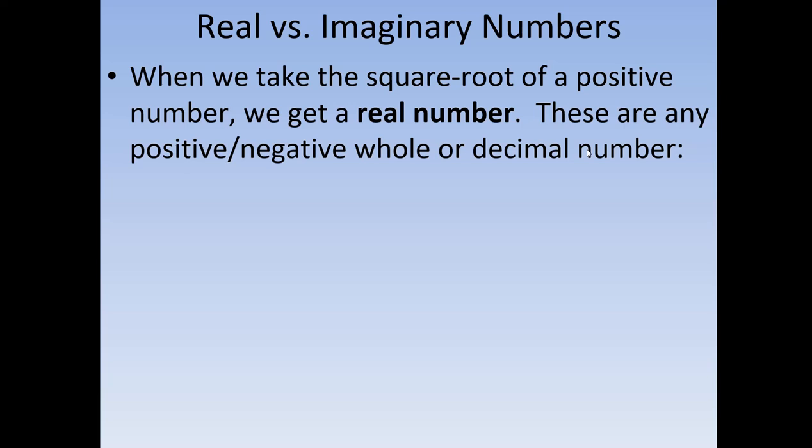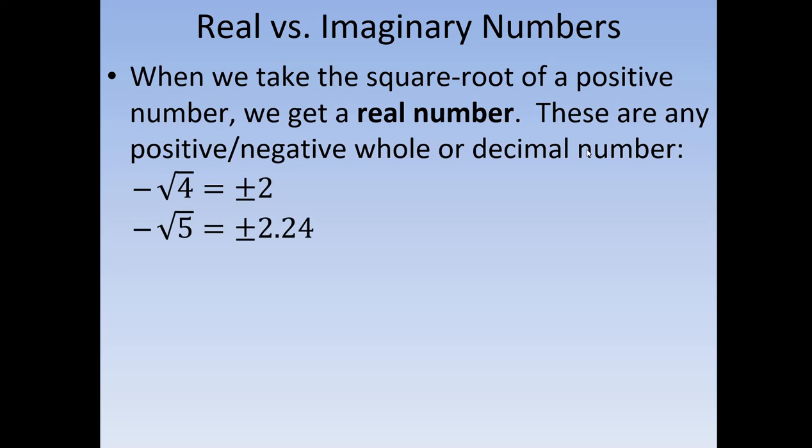Basically, this means that if we take the square root of a number, typically a positive number, we end up getting a real number. That's pretty much it. So any number that you could think of that you put into the calculator is a real number. It could be a whole number, a decimal number, a fractional number, or irrational, like a number that goes on forever, like pi. But those are all real numbers.